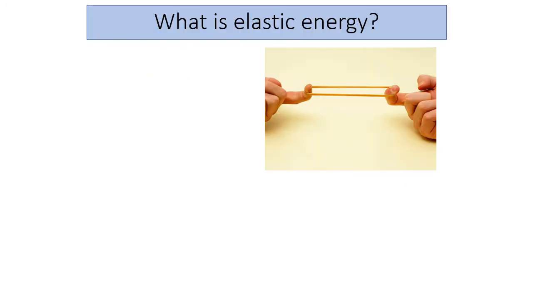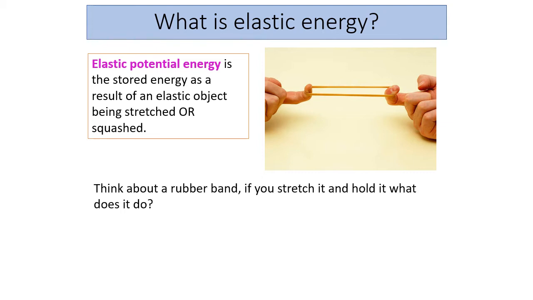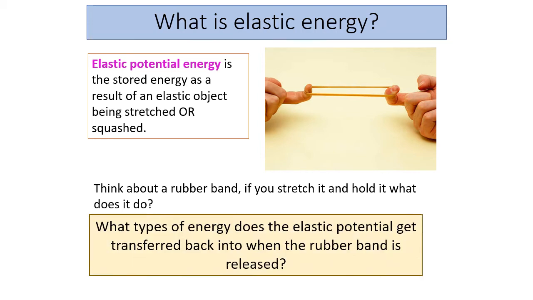The third important type of energy is elastic energy. Elastic potential energy is the stored energy as the result of an elastic object being stretched or squashed. There are so many examples of stretching: rubber bands or springs, springs in your bed, springs in your sofa, springs in your pen.